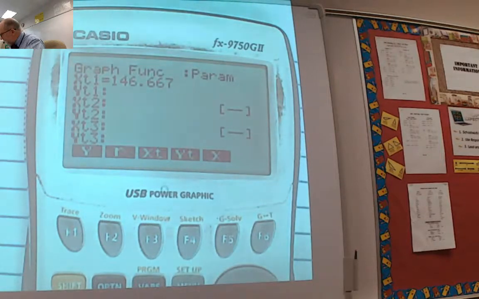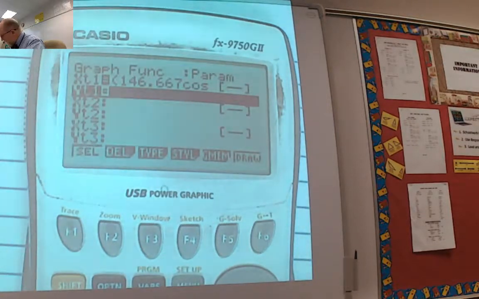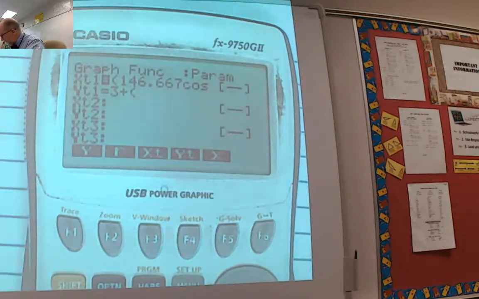Cosine of what? 15 degrees? Isn't that the first one? And I think I better put in parentheses. Where, what are we doing? I'm doing B. I missed B. Letter B. Okay. Oh, I think I know. Parentheses. That's the worst.